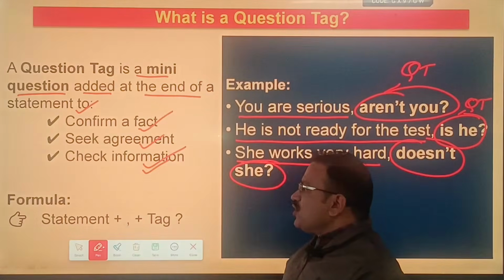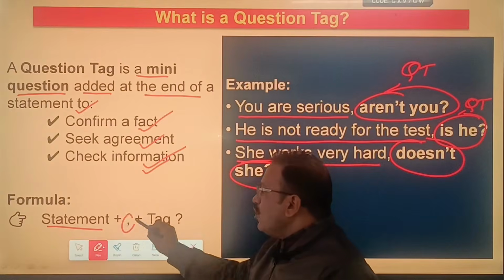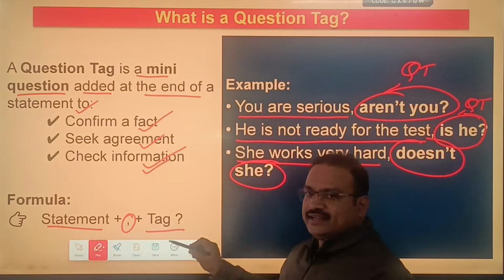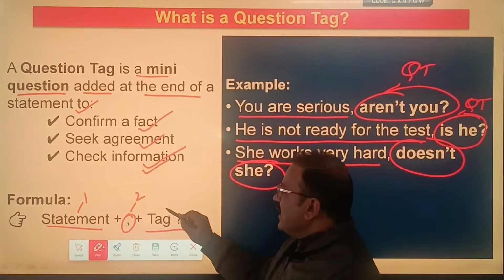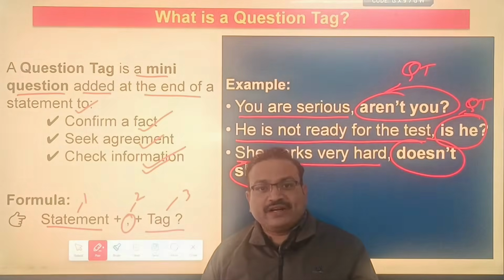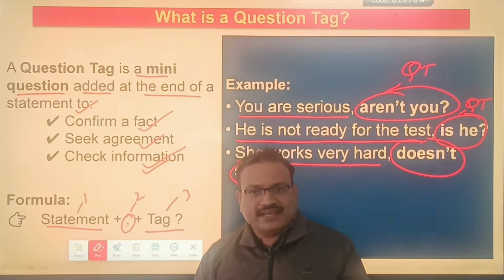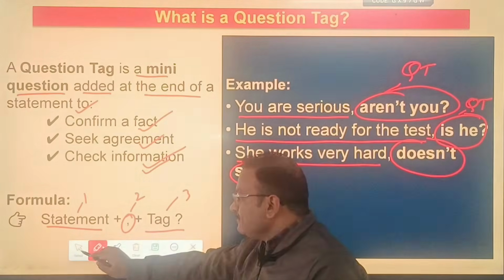So what is the structure of question tag? First you will have statement, then you will have comma, and then tag. Three parts: statement first, comma second, and after comma you have the third part, that is the tag. Proper tag you have to add after the statement. This is the basic of question tag. Let us see the next one.